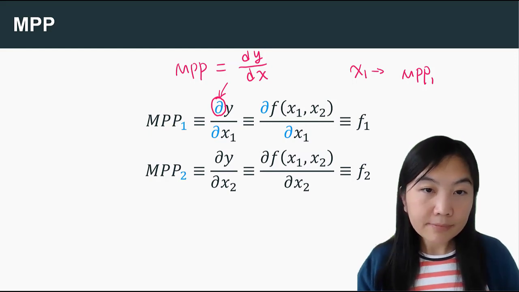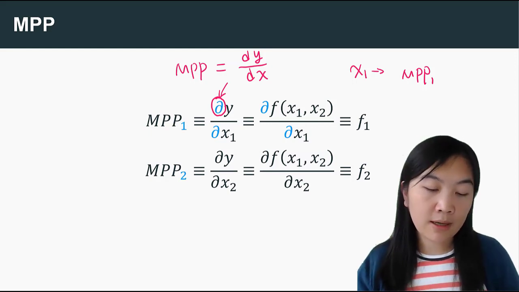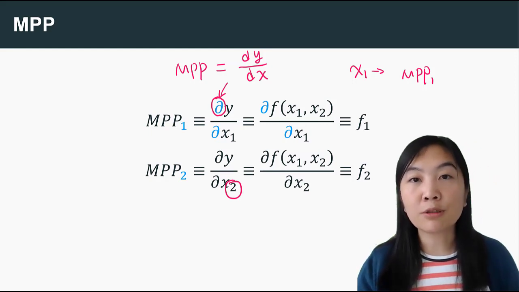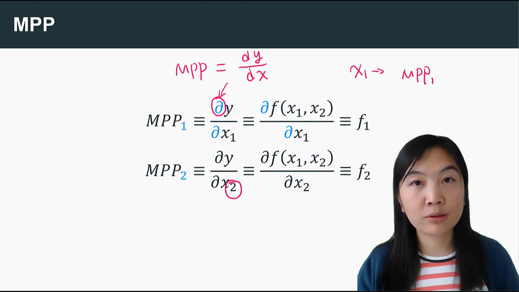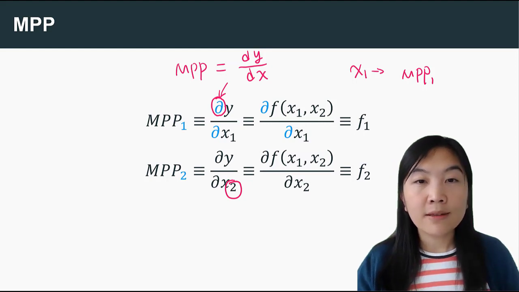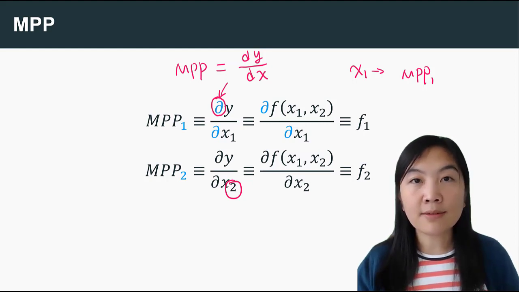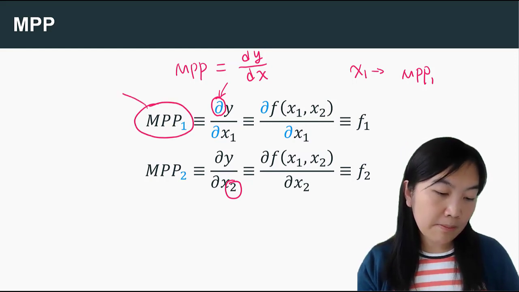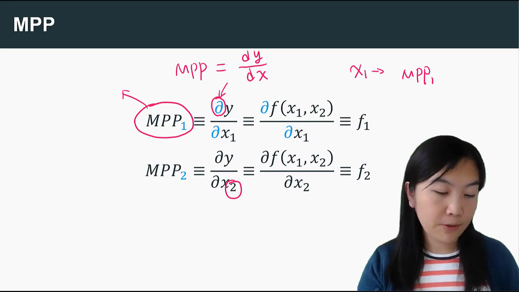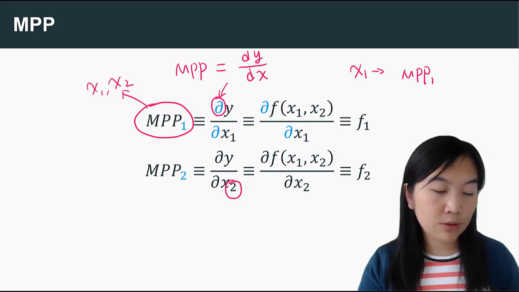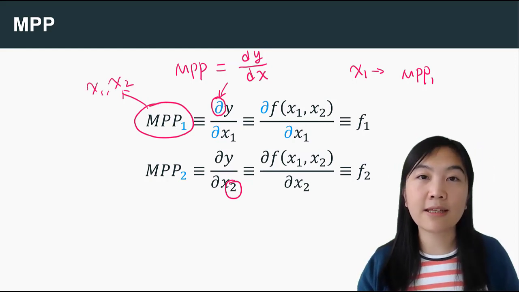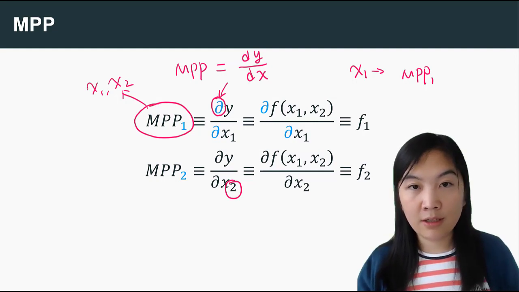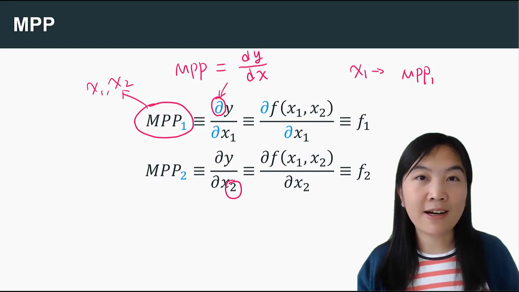MPP2 will be very similar. However, here we're taking the partial derivative with respect to x2. So for these two MPP concepts, sometimes MPP1 might be a function of both x1 and x2. Sometimes it's not, depending on the type of production we have. So you need to keep that in mind.